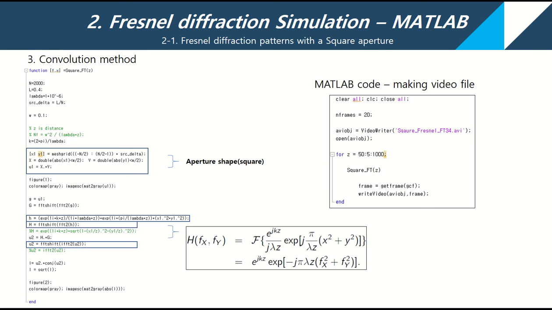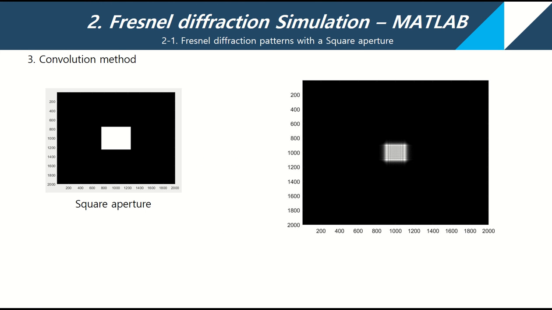The third one is the convolution method. The aperture is the same as last time, and we have to change the variable h for the convolution method. This is the diffraction pattern obtained using the convolution method.